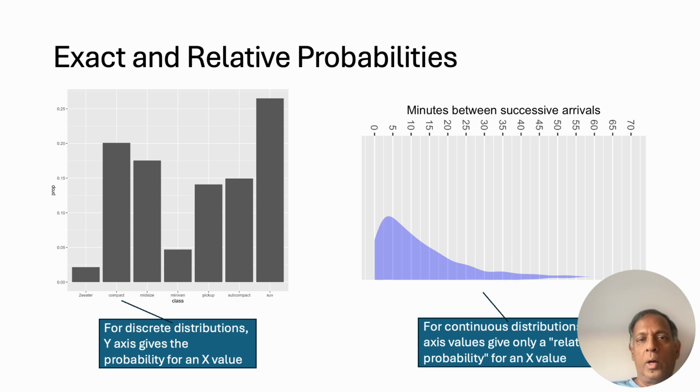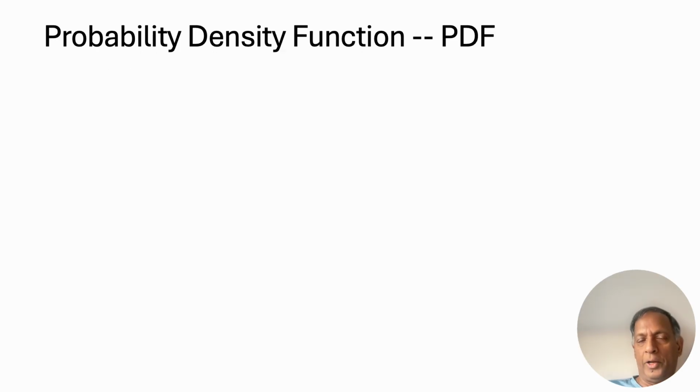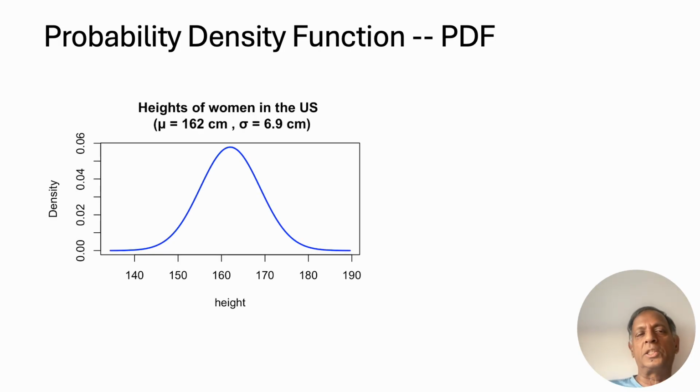Okay, so the probability that the next customer will arrive exactly 5 minutes after this current customer has arrived, or exactly any number of minutes, 10 minutes, 12 minutes, 13.5 minutes, any specific value has a probability of 0 because there is an infinite number of possible values. Okay, so a continuous probability distribution is expressed in the form of what is called a probability density function.